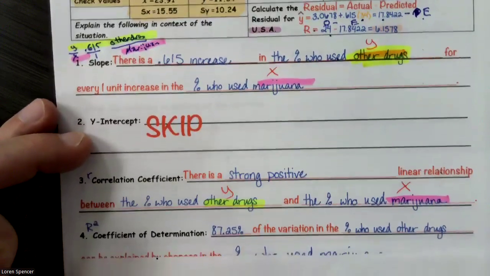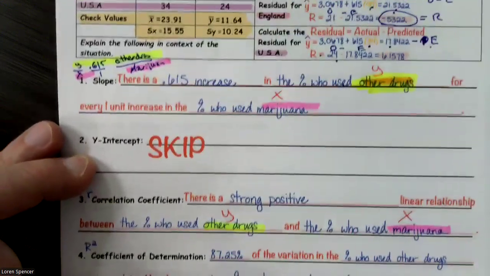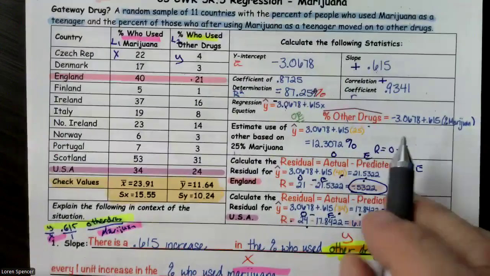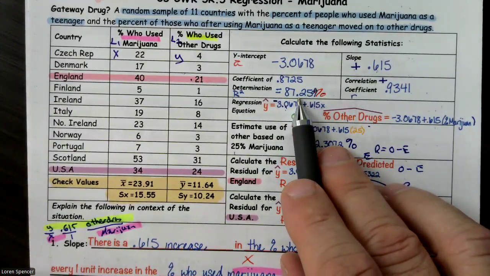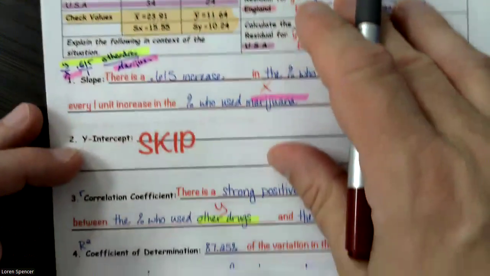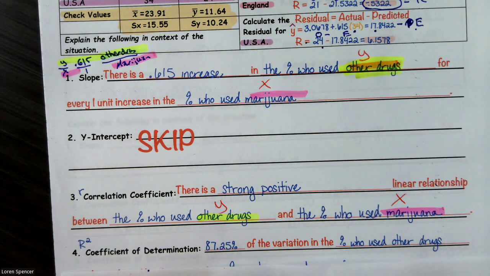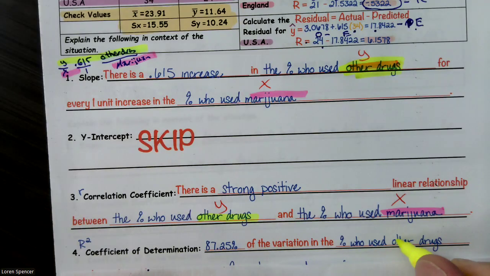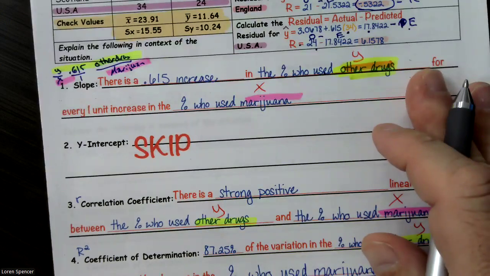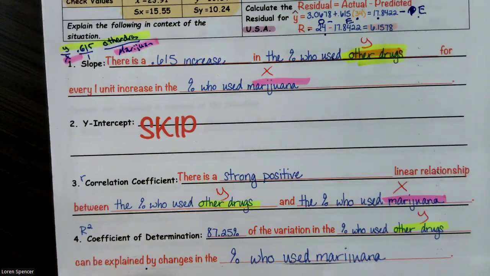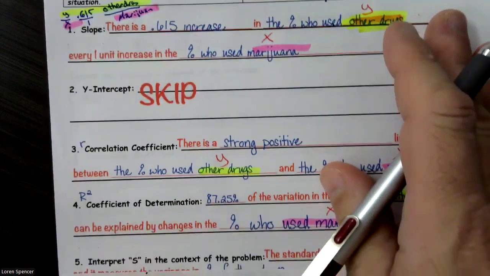Number 4, the coefficient of determination. And we have that up here. Where is it? 87.25%. We just changed it to a percent. 87.25% of the variation in those who use other drugs, in other words, our Y, can be explained by the changes in percent of those who use marijuana, and this happens to be our X.